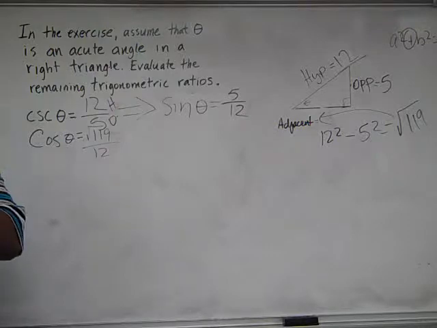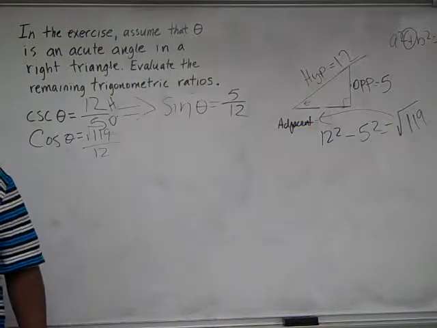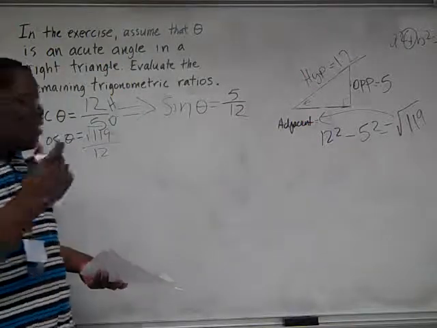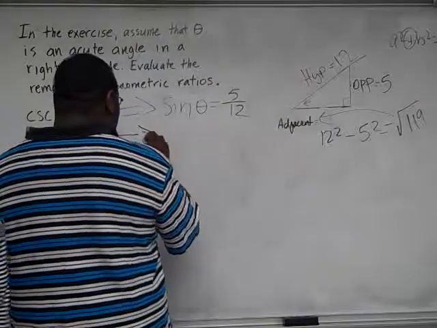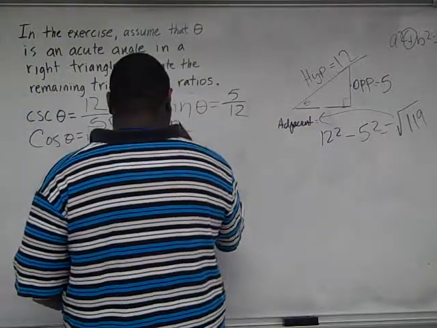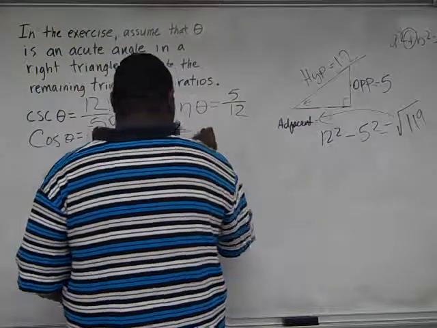Can anybody tell me the secant? The secant is just the opposite, flipped. It's 12 over the square root of 119. Thank you. Was it in the camera? Good.